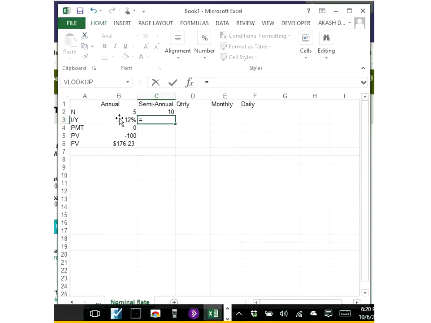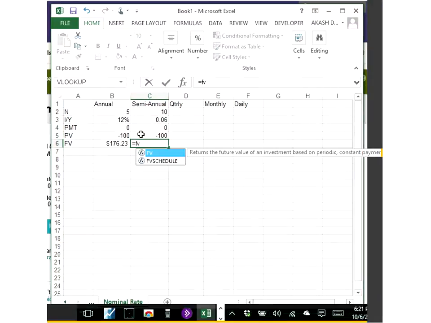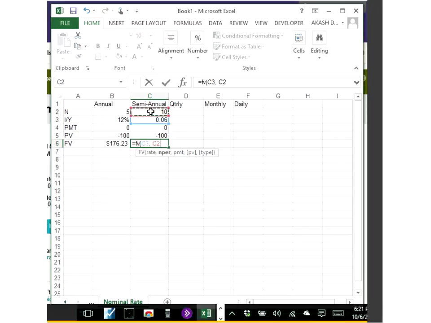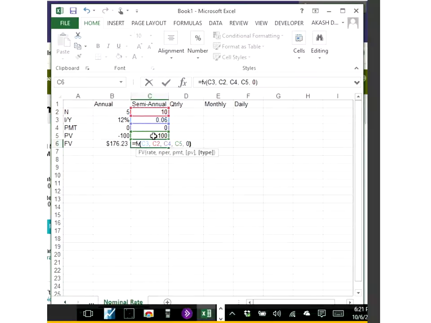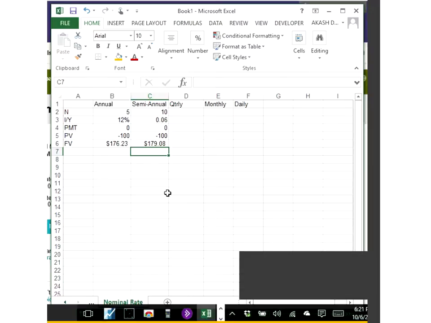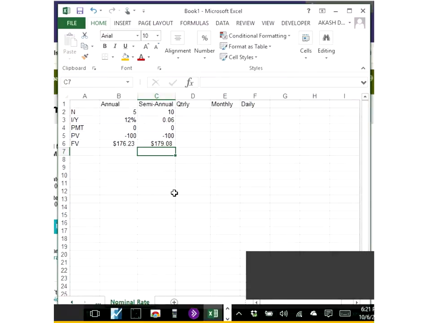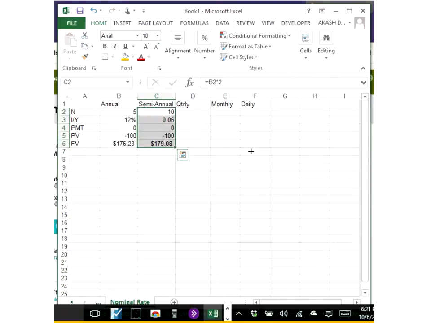What about semi-annual? N would, in this case, be 10. Interest rate will be 12% divided by 2, that's 6%. And payment is again 0, present value will keep 100. So future value will be, rate is 6%, number of time periods is 10, payment is 0, present value is -100, type 0. So it'll be 179.08. So you got an additional $3 odd because you are being paid interest semi-annually rather than annually. So you can see that your sum is becoming larger.